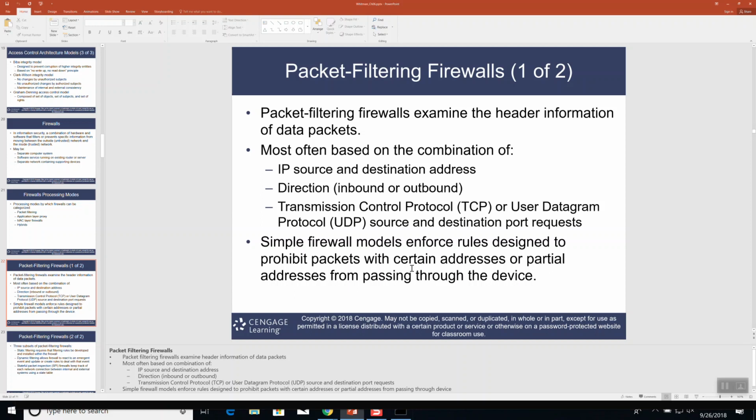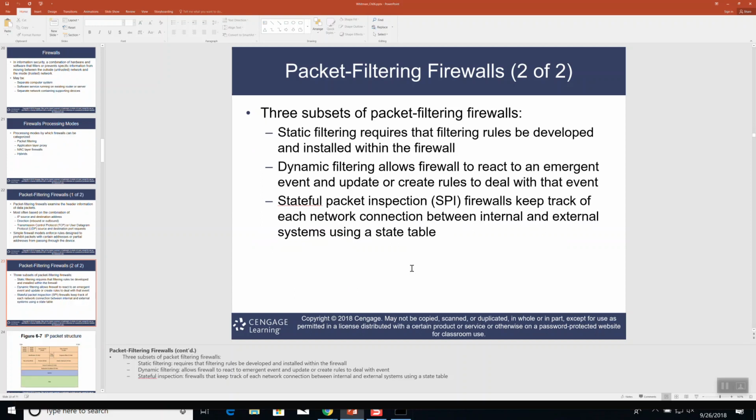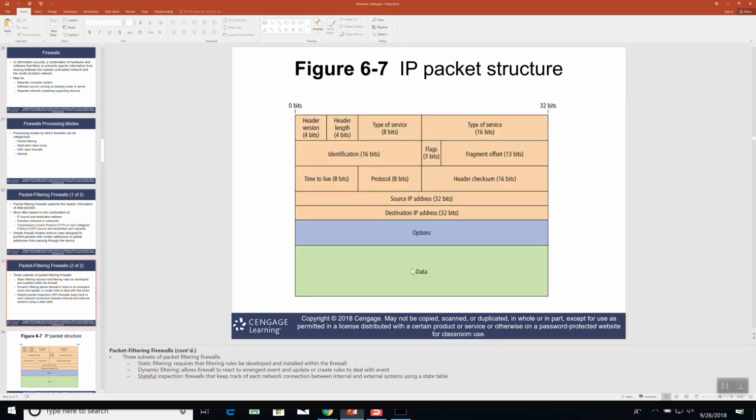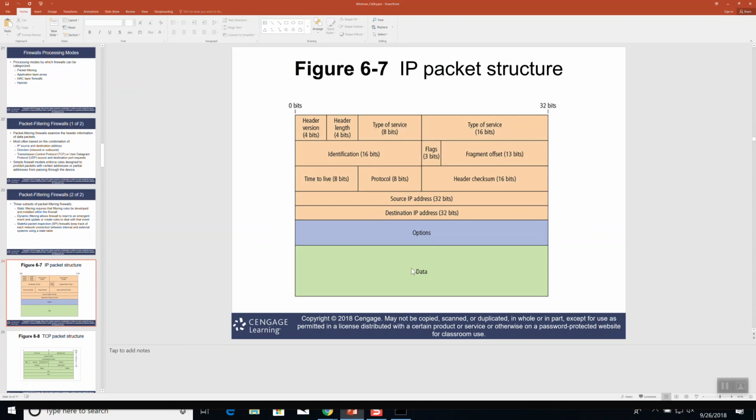Let's see. Simple firewall models enforce rules designed to prohibit packets with certain addresses and partial addresses from passing through the device. You have three subsets of packet filtering firewall: static filtering, dynamic filtering, and stateful packet inspection. SPI firewalls keep track of each network connection between internal and external systems using a state table. This is an IP packet structure.